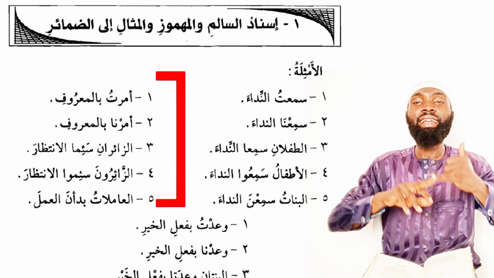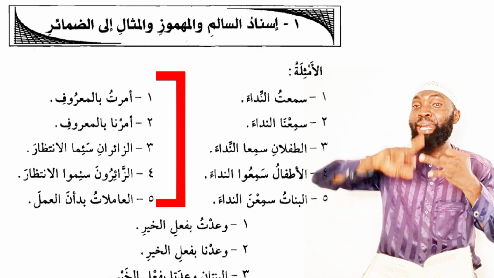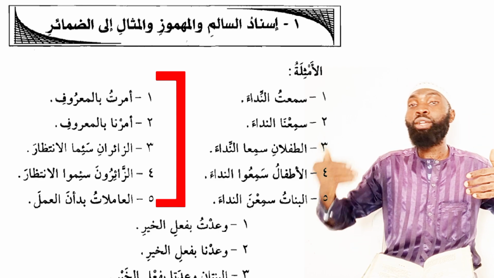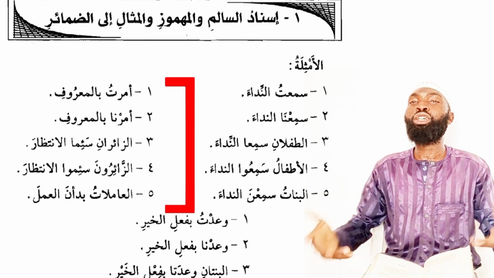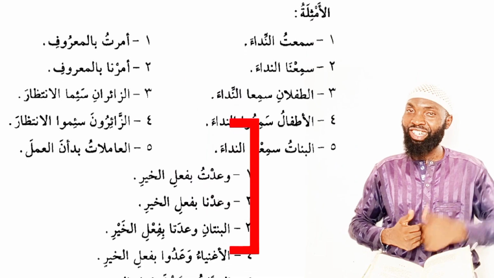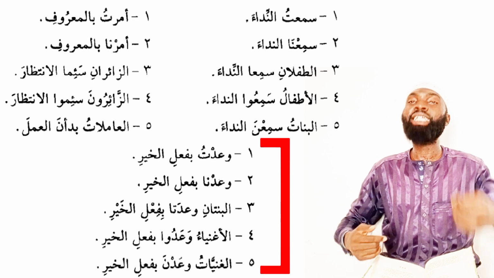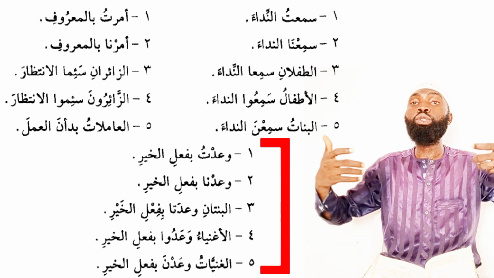The same way, any verb which has a hamza either at the beginning, in the middle, or even at the end, such a verb, attachment of pronoun will not cause any changes or even scatter the formation of the verb. Can we move on to the last section? Of course. In the last section we have number 1, wa'adtu bifa'ilil khayri. I promise doing good. I promise the doing of good.